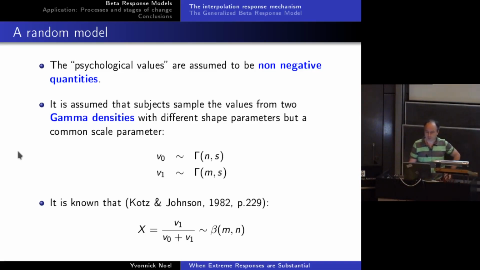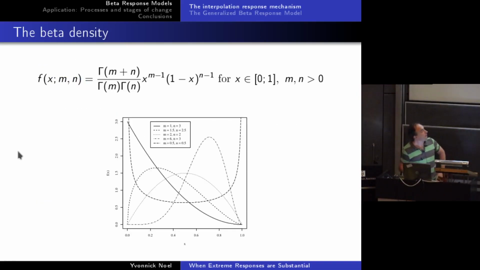I will come to that point later, but just to remind you of the different shapes that the beta can take, I would like to point out the fact that it can take a bimodal shape for some parameter values, namely when both parameters, m and n, fall below 1.